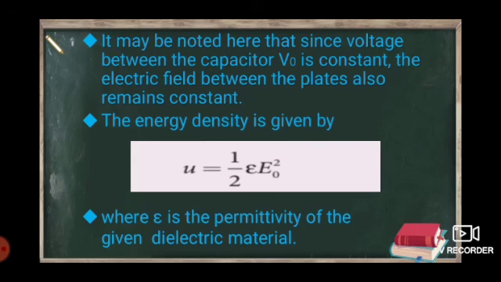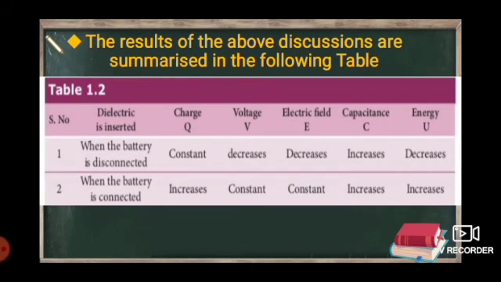It may be noted here that since the voltage between the capacitor plates V naught is constant, the electric field between the plates also remains constant. The energy density is given by U is equal to 1 divided by 2 epsilon E naught square. Here epsilon is the permittivity of the given dielectric material. The whole topic is also summarized in a tabular column.